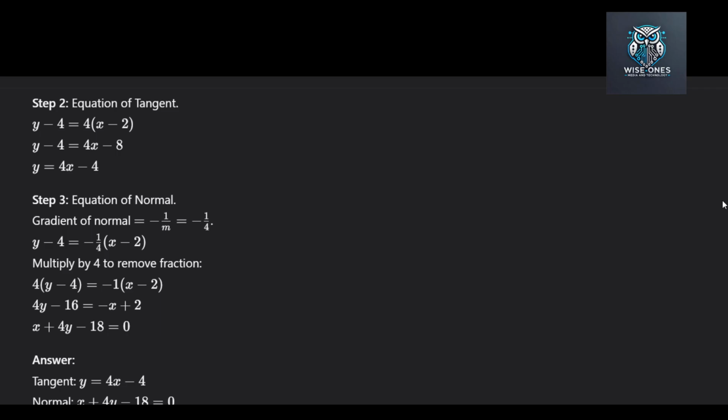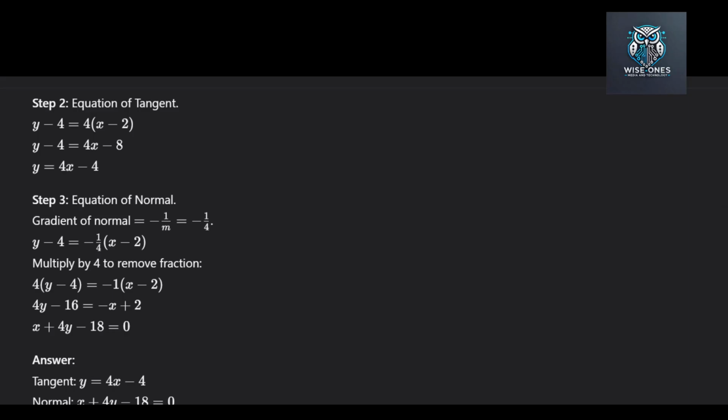Step 3. Equation of normal. The gradient of the normal is negative 1 over m. Since m is 4, the normal gradient is negative 1/4. Use the formula again. y minus 4 equals negative 1/4 times (x minus 2). To remove the fraction, multiply the whole equation by 4. 4 times (y minus 4) equals negative 1 times (x minus 2). Expand: 4y minus 16 equals negative x plus 2.